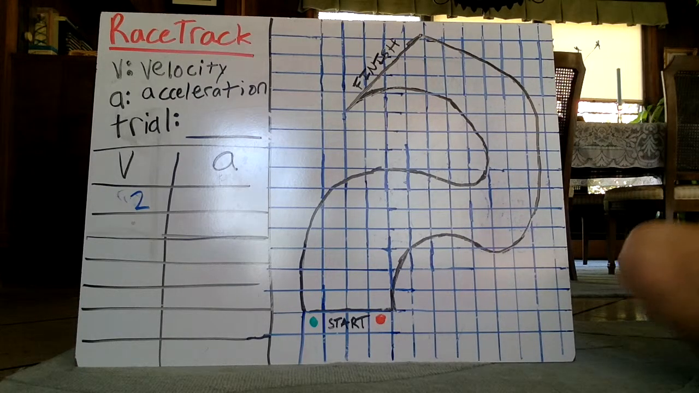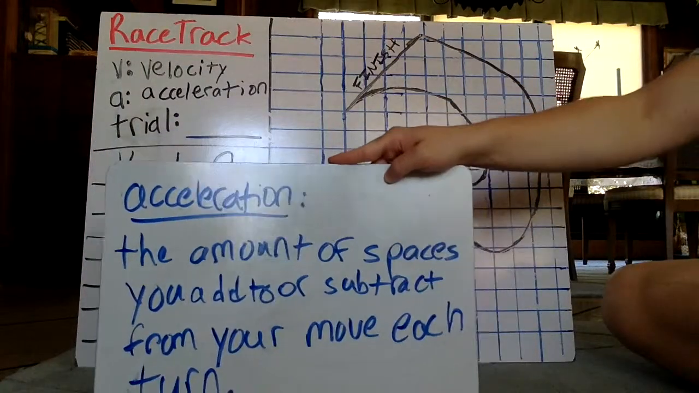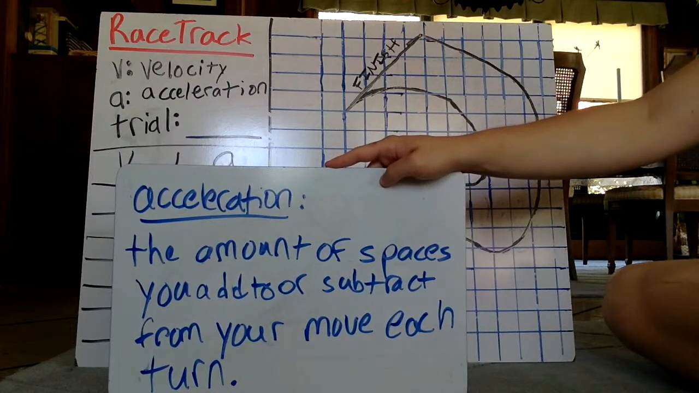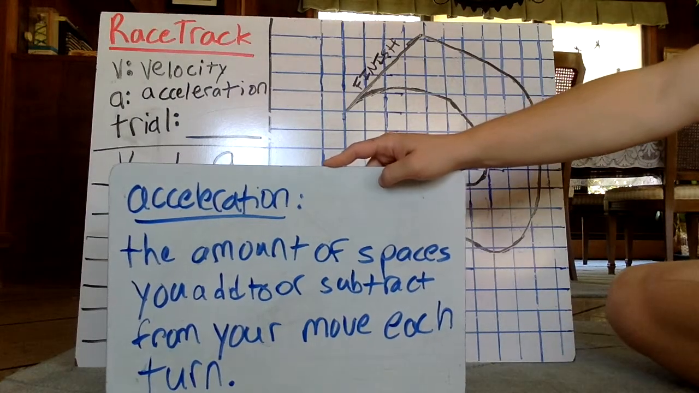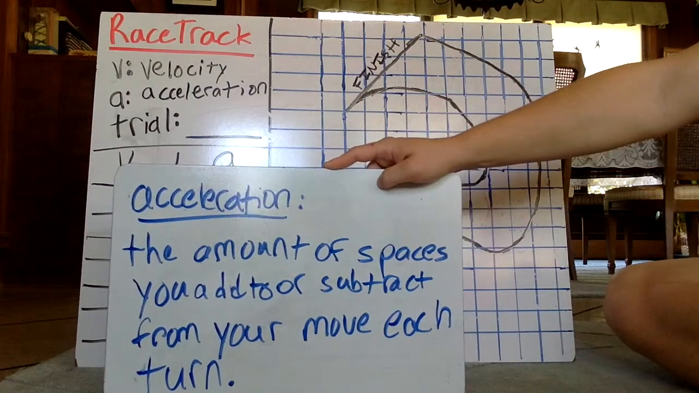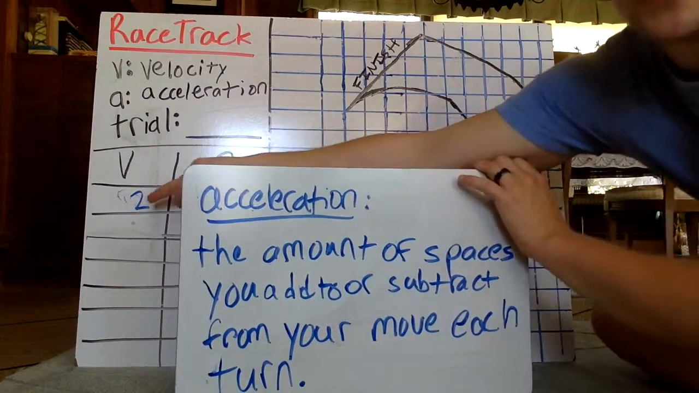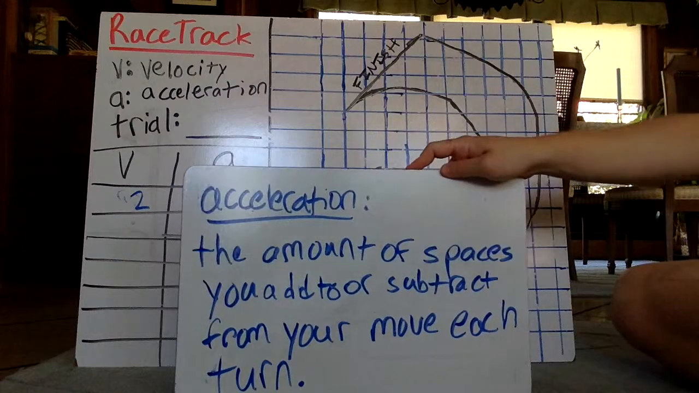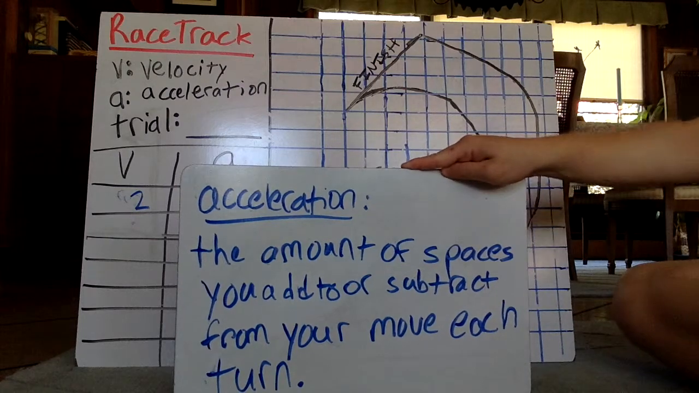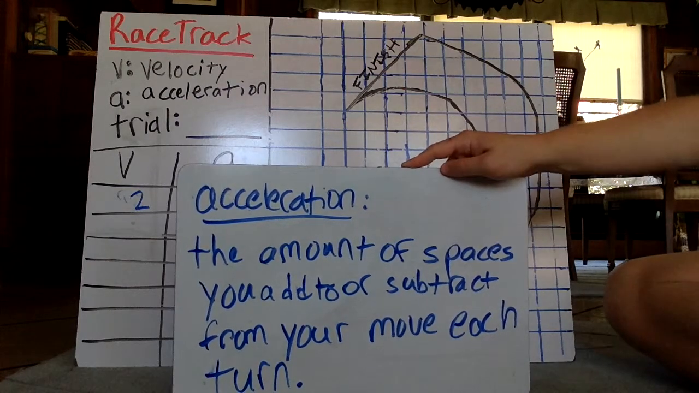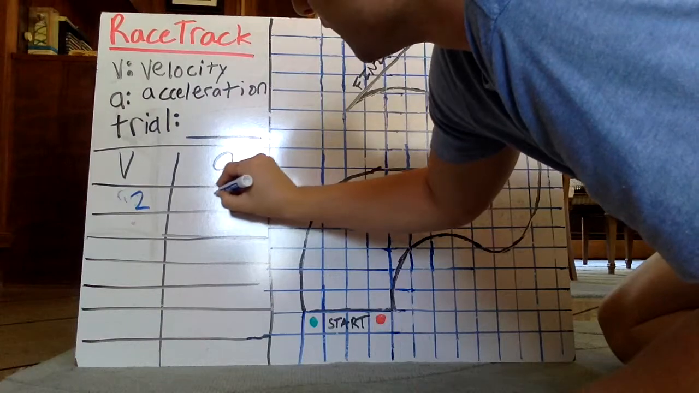But the second term you need to know is acceleration. Read that definition to yourself. It's the amount of spaces you add to or subtract from your move each turn. So you might have a velocity of 2, as you can see right here, but an acceleration can change that velocity for your next turn. We're not going to start off having an acceleration in our first trial. We're going to make it an acceleration of 0.